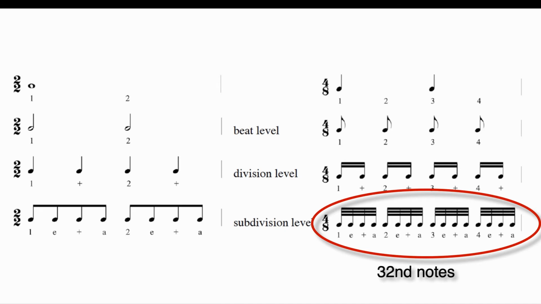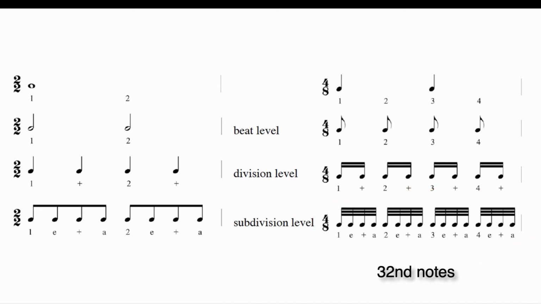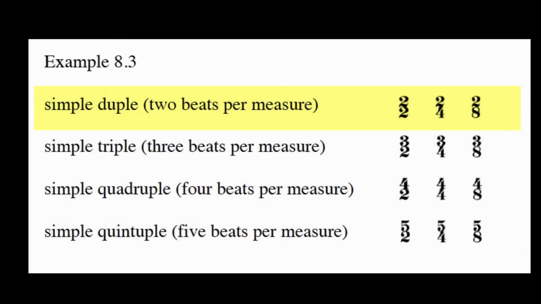As you can see, many types of notes can represent the beat in simple time. If we categorize the simple time signatures in terms of how many beats per measure, there are several possibilities for each category. For example, simple duple is the metrical category that includes 2 beats per measure in simple time. Examples would be 2-2, 2-4, and 2-8.